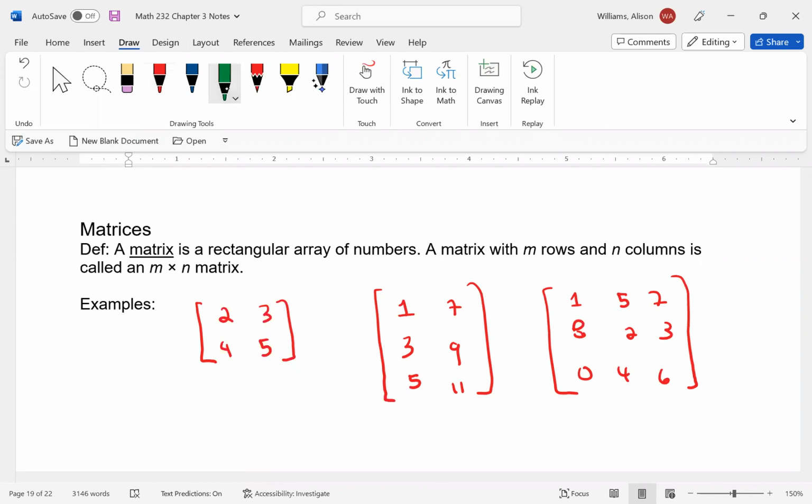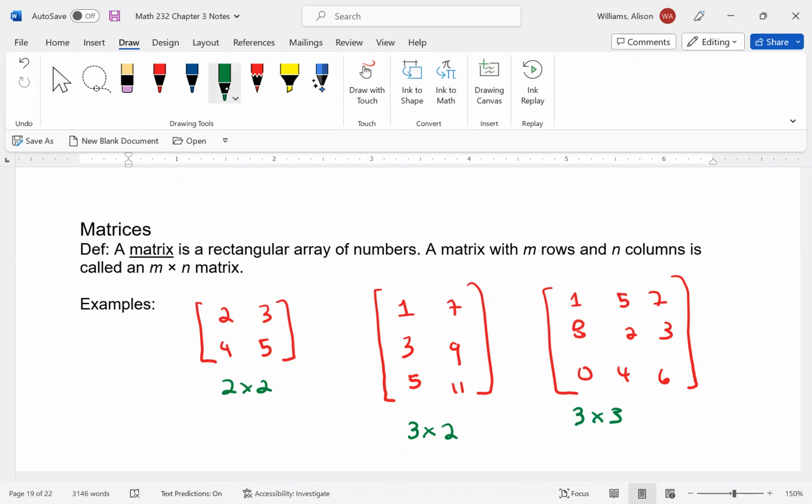Now, each matrix has rows. These are the rows, and columns. These are the columns. So this starting matrix has 2 rows, 2 columns. So it's a 2 by 2 matrix. Okay. This matrix has 1, 2, 3 rows and 2 columns. So it's a 3 by 2 matrix. Erase all these little tick marks I'm making all over the place here. So this last one would be a 3 by 3, 3 rows, 3 columns.